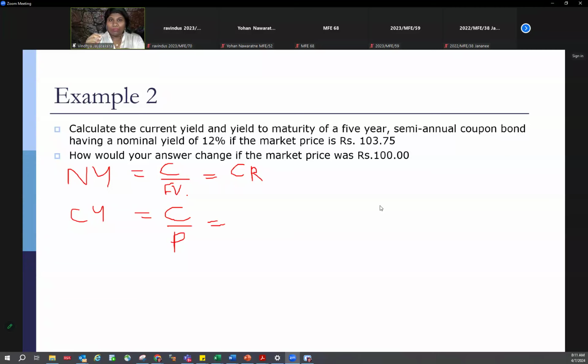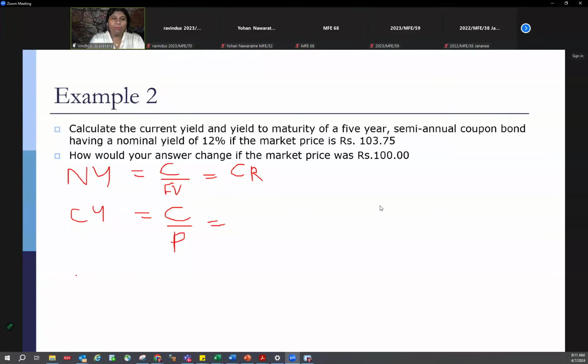Current yield takes into account the price that we pay. But what's the problem with current yield? It doesn't take into account our capital gains or losses, right? So it only takes into account the income component of the return. So current yield again is an incomplete depiction of the bond's return. It is essentially the income component of the return.